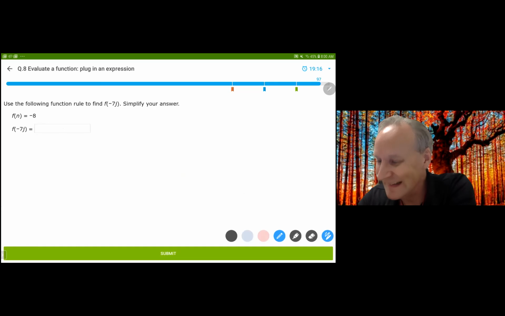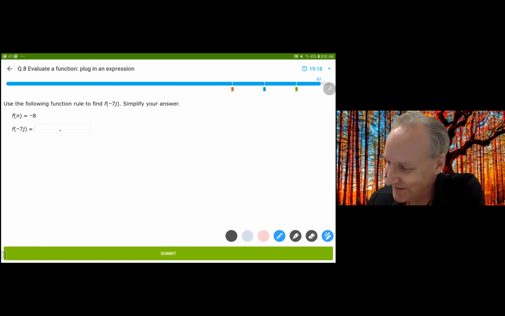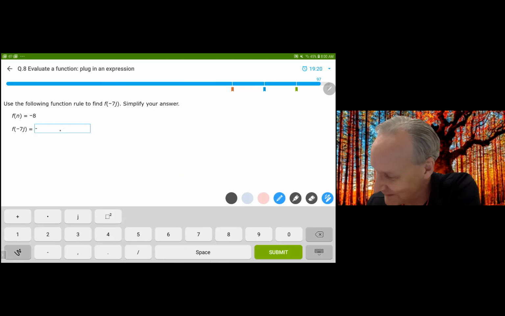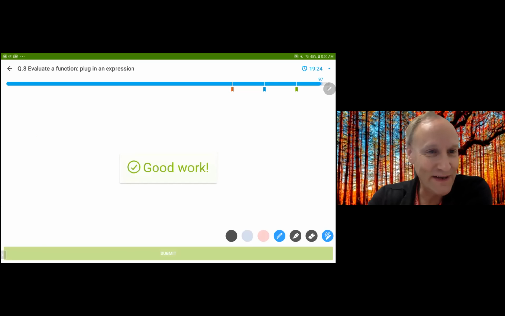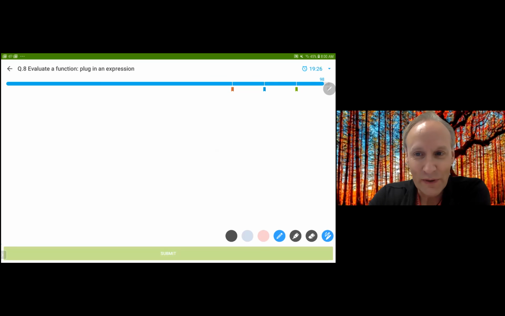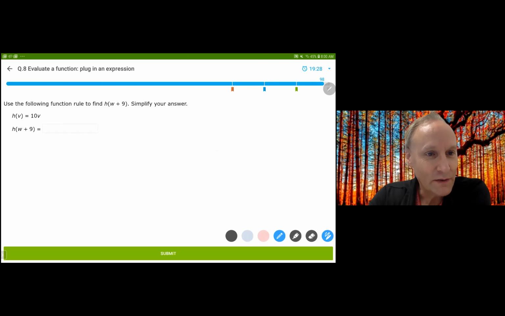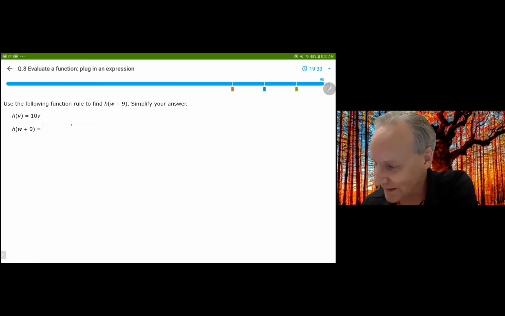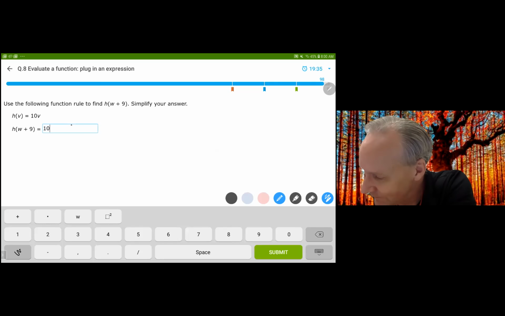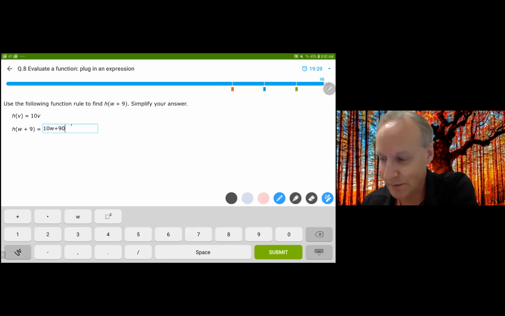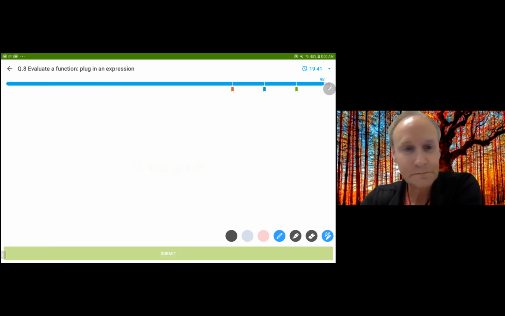And in this one, a nice constant function. Don't let them trick you. Negative 8. F of anything is negative 8. And it looks like we probably have 2 more. Oh, 10v. You can probably distribute this in your head. It's 10w plus 90. I just distributed the 10 to both parts, okay?